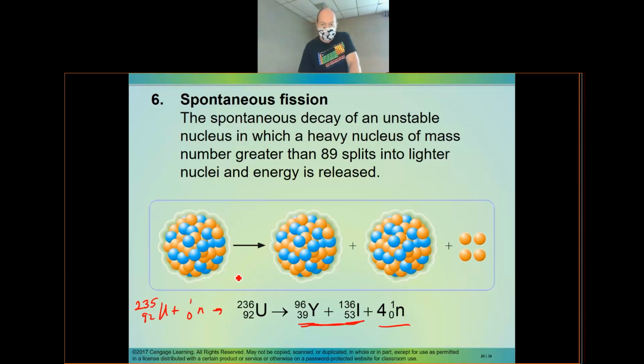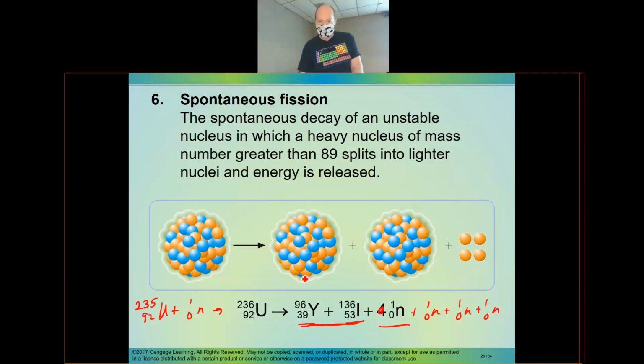All right, so you have to have your number on top and bottom be the same. So we have 235 plus 1, that's 236. So we need 236 on the top here. So we have 136 and we have 96. So we need 4 more. And so you can write 4 1 0 n, or of course, you could write that out 4 times. All right. So you can write a coefficient of 4 in front, or if you prefer, write n 1 0 4 times.